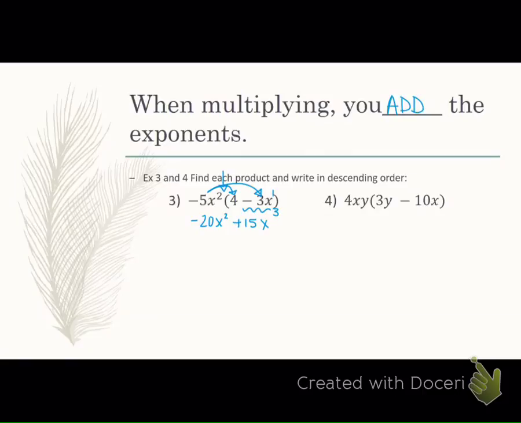Is that in descending order? Yes. No, the biggest exponent is a 3, right? The biggest exponent is 3. Descending order means biggest exponent to smallest exponent. So we need to switch those around. Keep the sign that's in front. Those are not like terms. One has a square on it, and the other one does not. You just forgot the exponent.